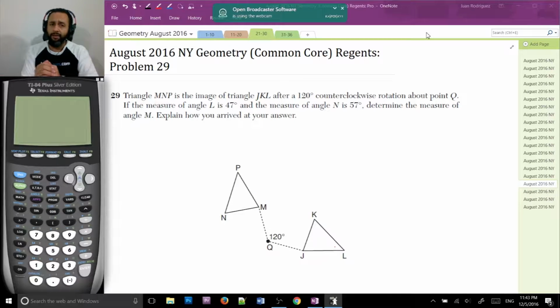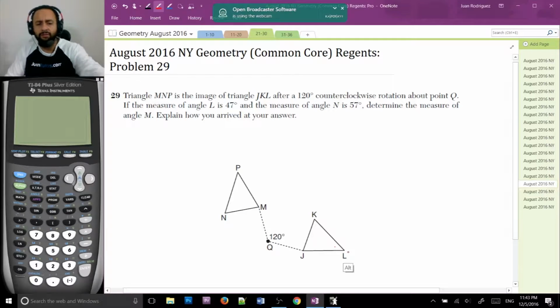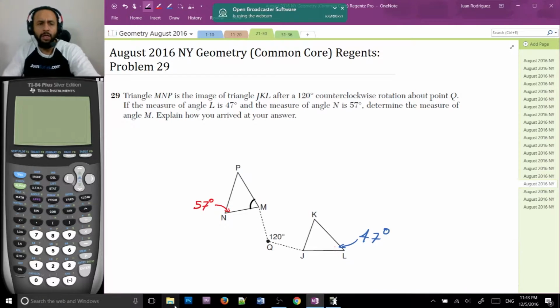So let's see. What do we have here? The measure of angle L is 47 degrees. Okay, 47 degrees. And then the measure of angle N is 57 degrees. So that's 57 degrees. Okay, and then determine the measure of angle M. I'm going to label angle M in black. Okay, and explain how you arrived at your answer.